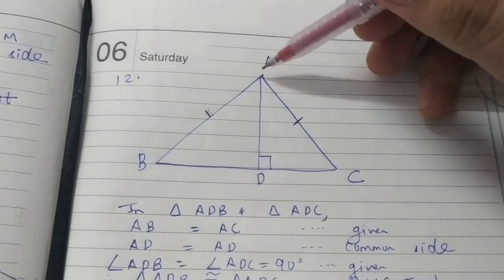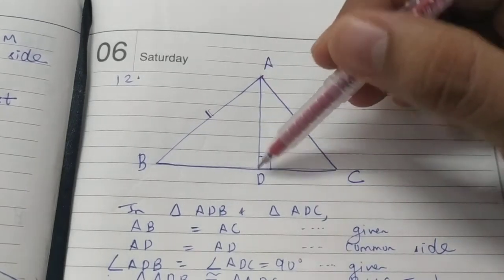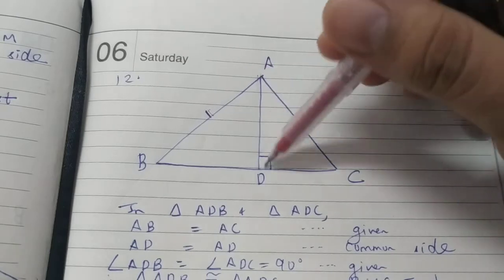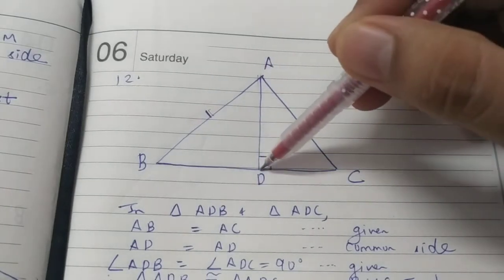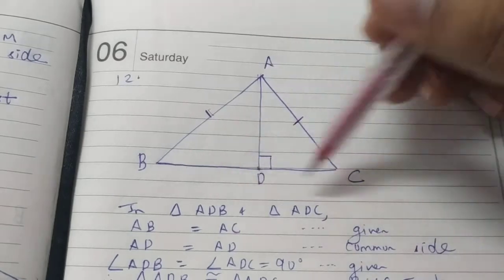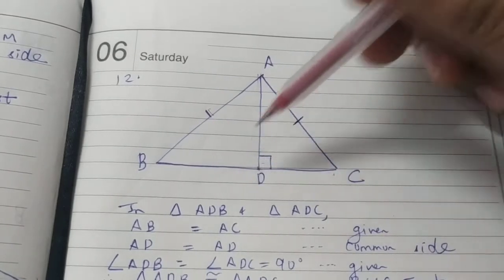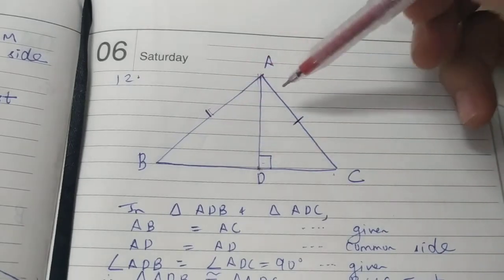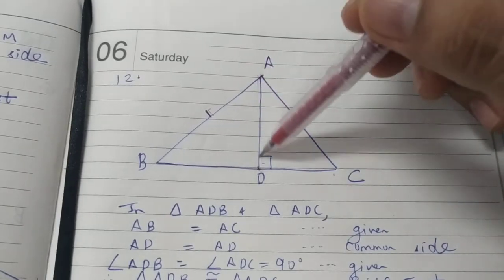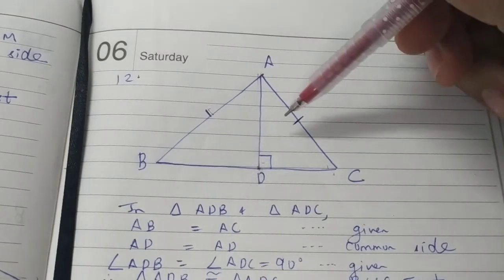AC. There is an altitude AD. That means it's perpendicular. Doesn't mean it's a bisector. In fact, we have to prove that it's a bisector. That means we have to prove D is a midpoint of BC. We have to prove AD as the median. And that is always true. In an isosceles triangle, the altitude to the base is also the median.